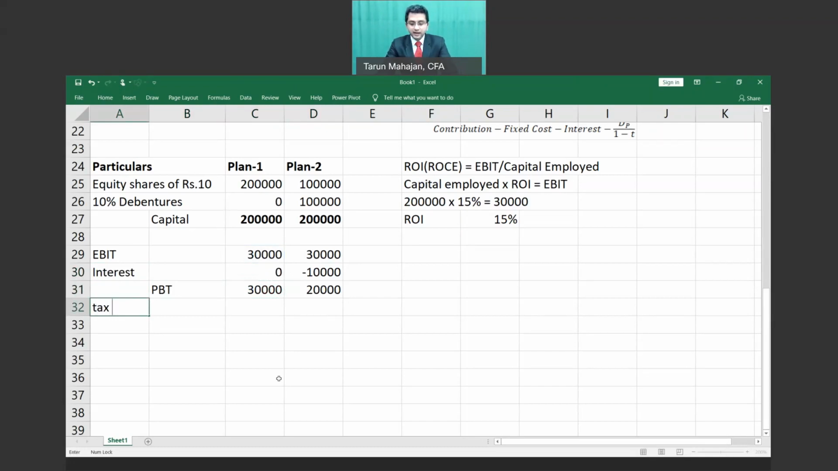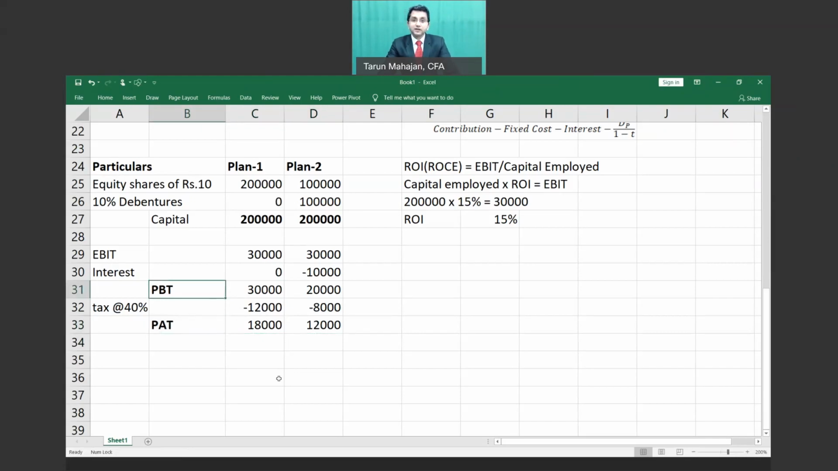Then I charge tax, suppose at the rate of 25%. So tax will be 7,500 and 5,000 rupees. Or let's make it 40%. That will make our calculation easier to understand. So profit after tax is actually 18,000 and 12,000.